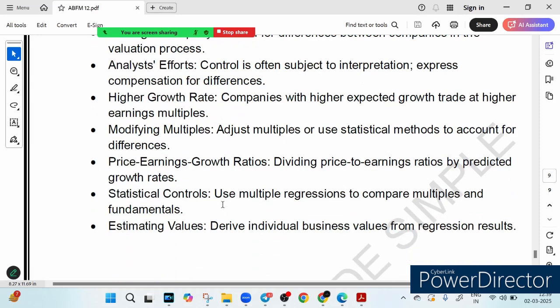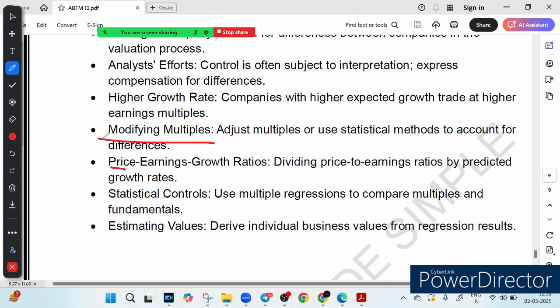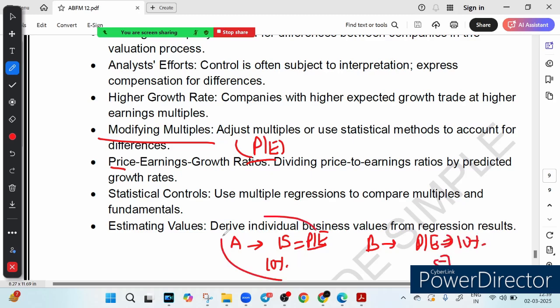So we use some multiple for adjustment. What are the multiples? I like P/E, the price to earnings ratio. This helps adjust value. A company with a high growth rate often has a higher P/E multiple. For example, company A has a P/E of 15 and expected growth is 10%. Company B has a P/E of 10 and expected growth is 5%. So company A has a higher earnings multiple because it is expected to grow faster.